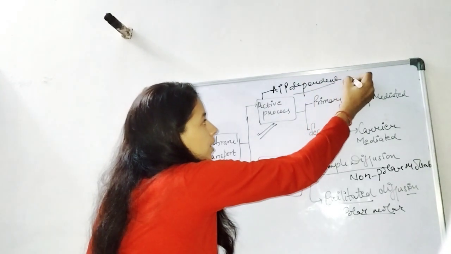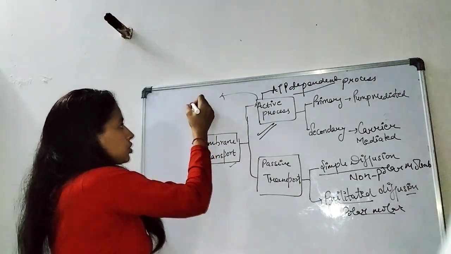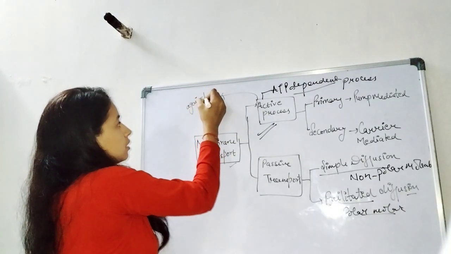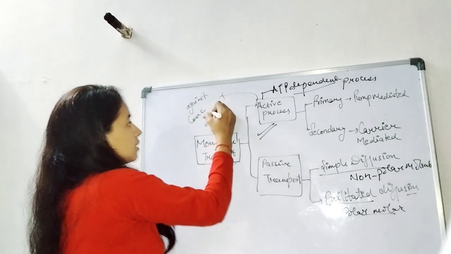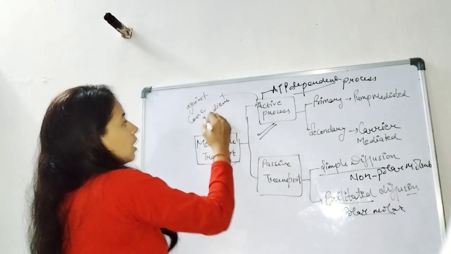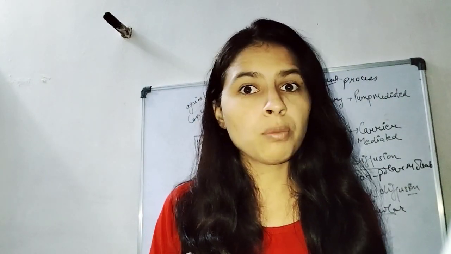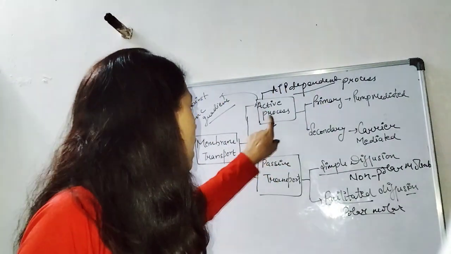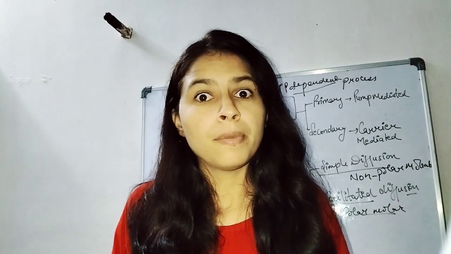So we call the active process an ATP dependent process. Or it is performed against the concentration gradient. I explained that against the concentration gradient means from lower to higher region. Okay. So secondly, the active process is a vital process also, and the active process decreases when the temperature decreases.